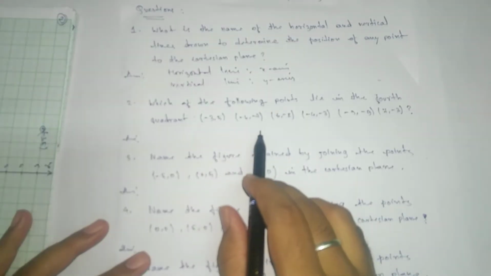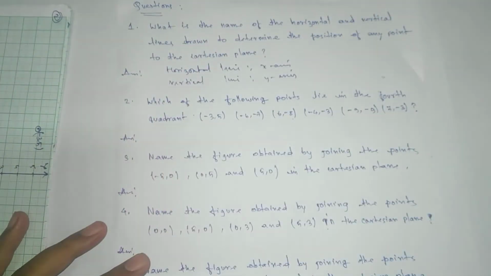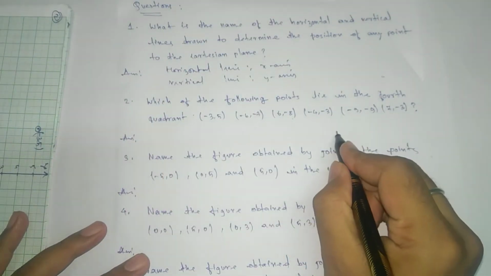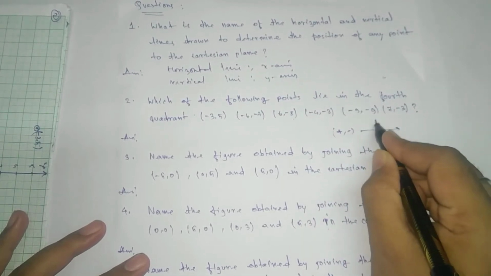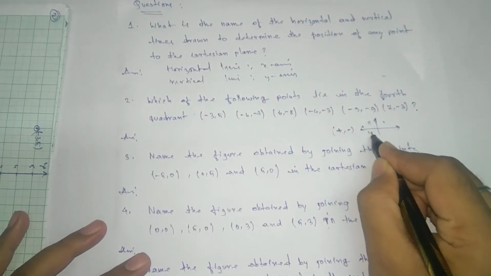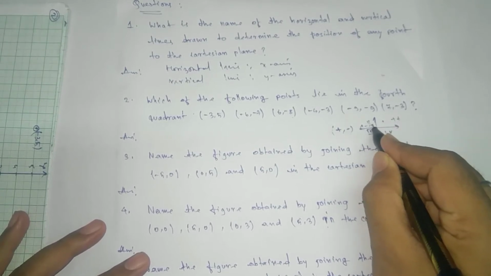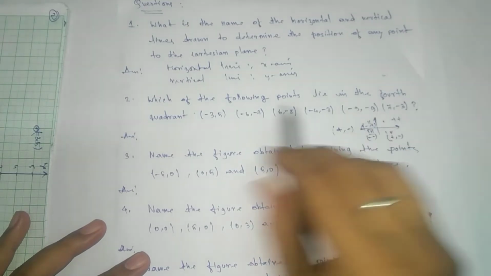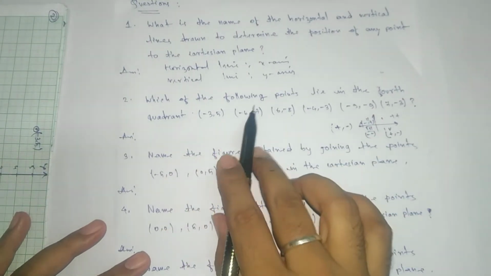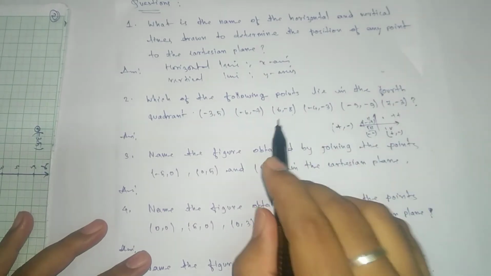Next, which of the following points lie in the fourth quadrant? Now for the fourth quadrant, you need to see the signs. The fourth quadrant signs are plus and minus. Why, sir? If we draw this, quadrants 1, 2, 3 and the fourth, the signs are plus plus, minus plus, minus minus, and plus minus. So look at the points which have the plus minus signs. The first one is your x and the second one is your y.